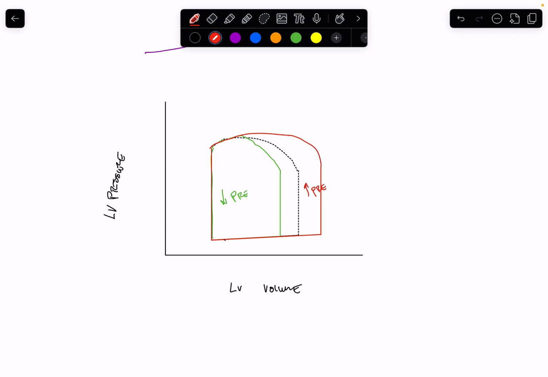So if you decrease preload, that means you're decreasing the amount of blood that is able to fill up the left ventricle as it is relaxing. And if you decrease the amount of preload that's able to fill up with the amount of available blood, that means when it ejects blood, there's going to be less blood leaving. Or if you increase preload, now you have a bunch of blood in there, and every time the heart contracts, you're going to be expelling a higher volume of blood.